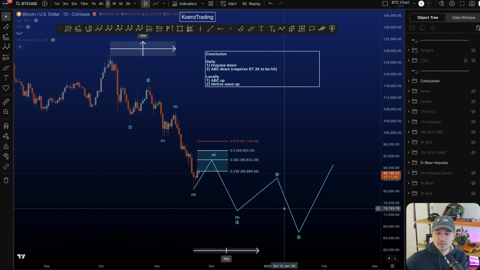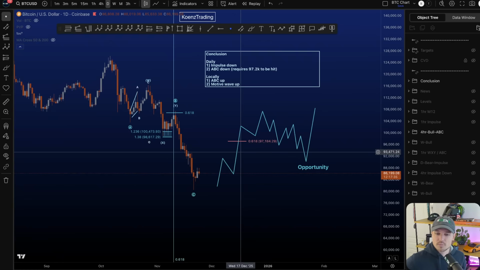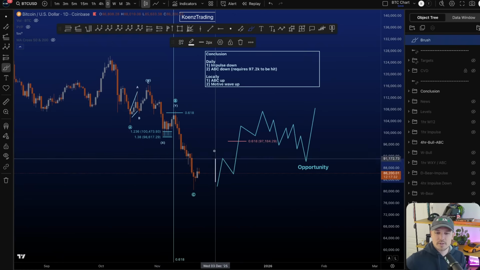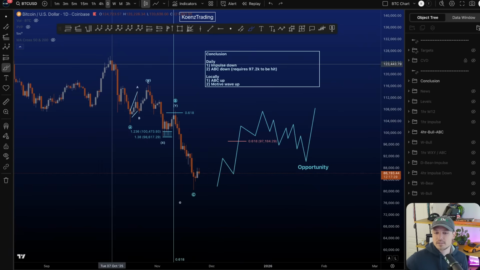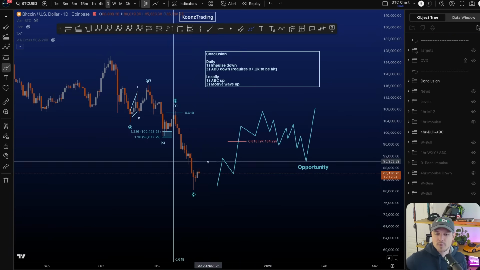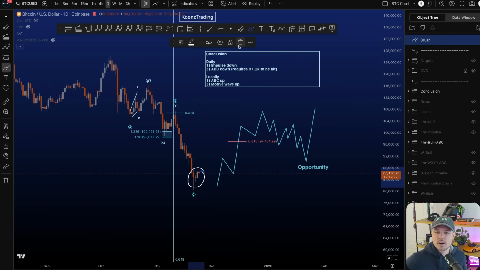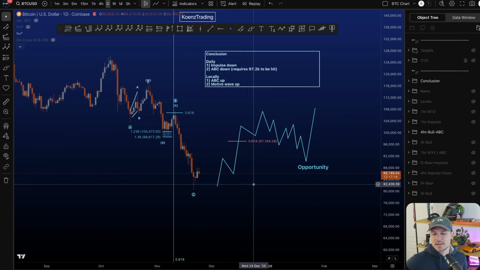And it's not like the count is wrong because the count is absolutely correct. Impulse to the downside, right, with the ABC to the downside. But giving this the highest probabilities, there's no proof. There is no proof that this is the highest probability count. And even locally on the 1-hour time frame, when we check the structures to the upside so far, there is still no proof that this is the highest probability Elliott Wave scenario.